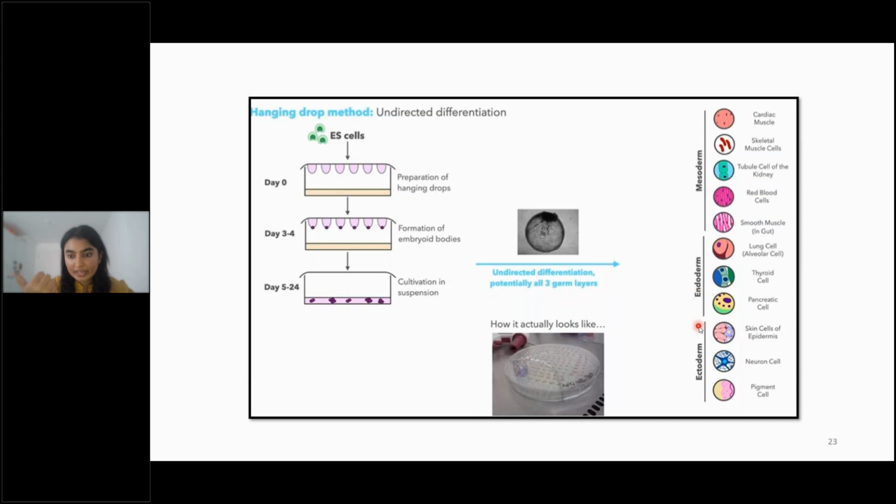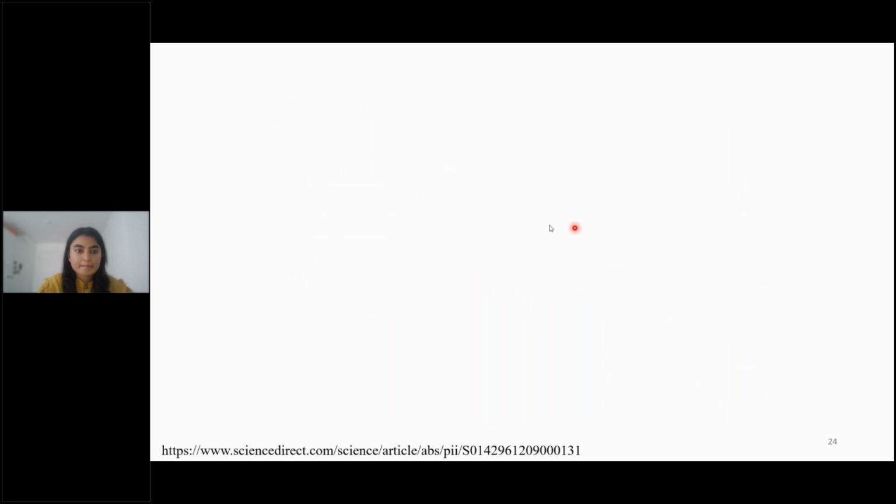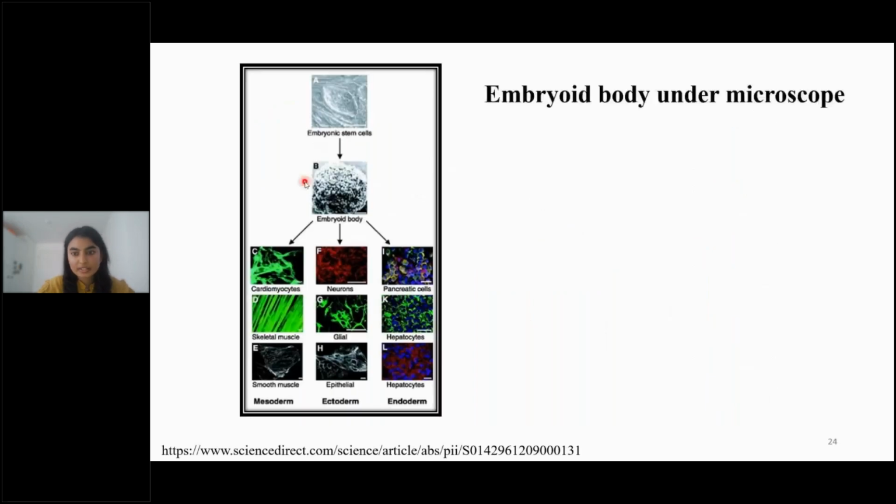Endoderm layer, ectoderm layer, mesoderm layer, it will form everything. So if you want to make some neuronal cell or some thyroid cell, then you can, only by changing some proteins, I mean the contents in the media, you can differentiate it. This is basically how it looks under the microscope.